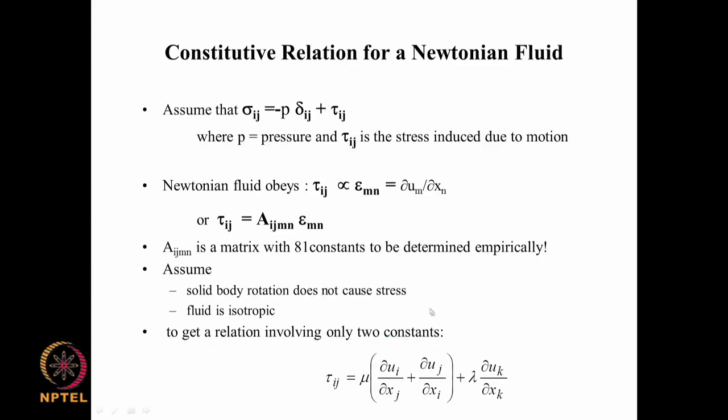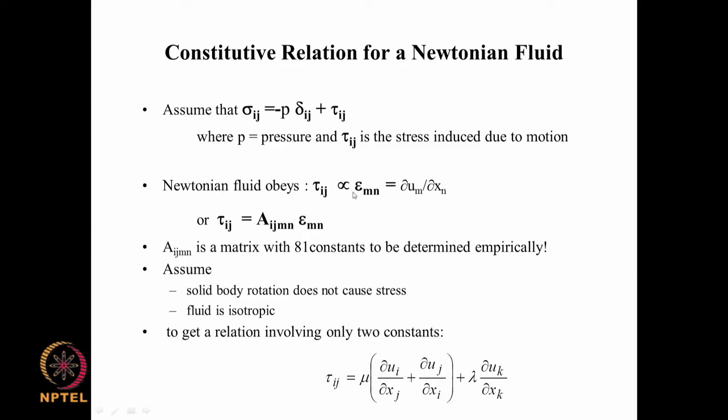So, when we are looking at a linear relation between the stress and the induced strain rate, we can look for a general relation between the stress tensor and the deformation tensor or a strain rate tensor, which is deformation rate tensor, which is given by epsilon mn, and epsilon mn is dou u m by dou x n. So, that means that depending on the value of m and n, there will be 9 components, just as we have 9 components here.